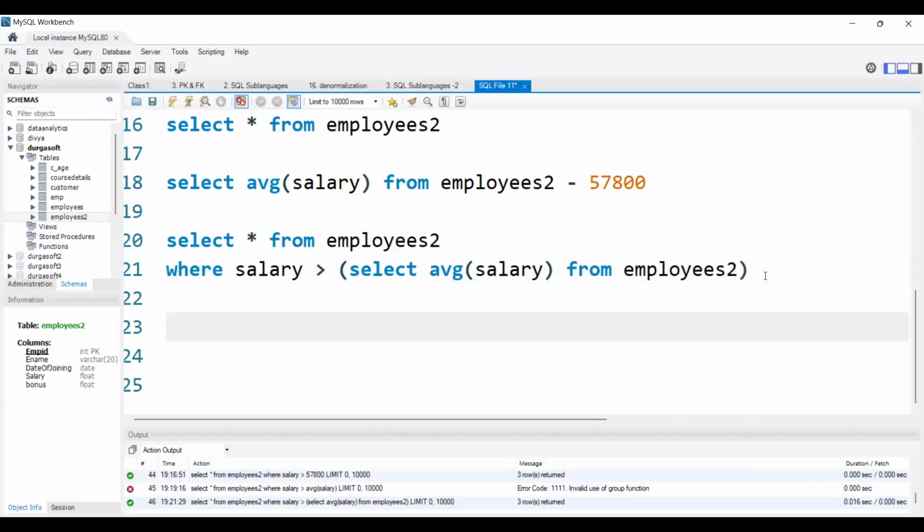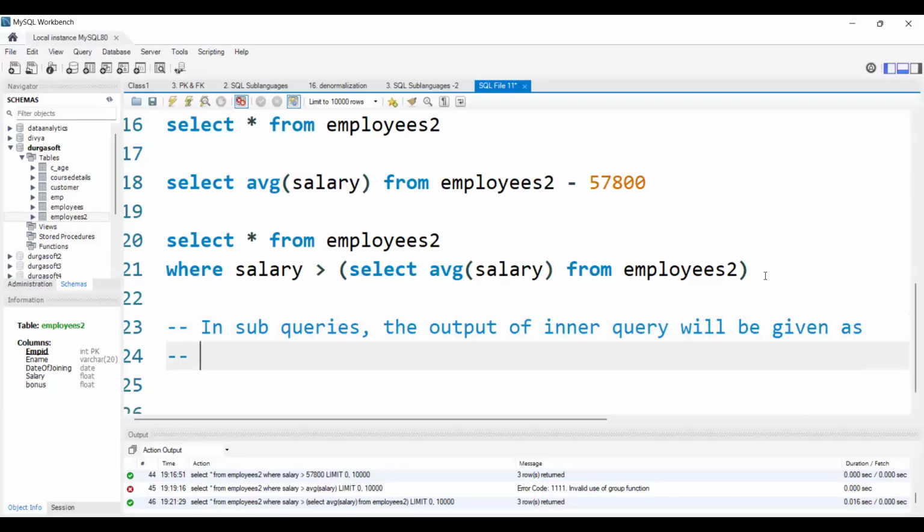In other words, we may call this a bottom-up approach. Yeah, maybe, correct. So with this, I can conclude one more point in subqueries: the output of the inner query will be given as input to the outer query.